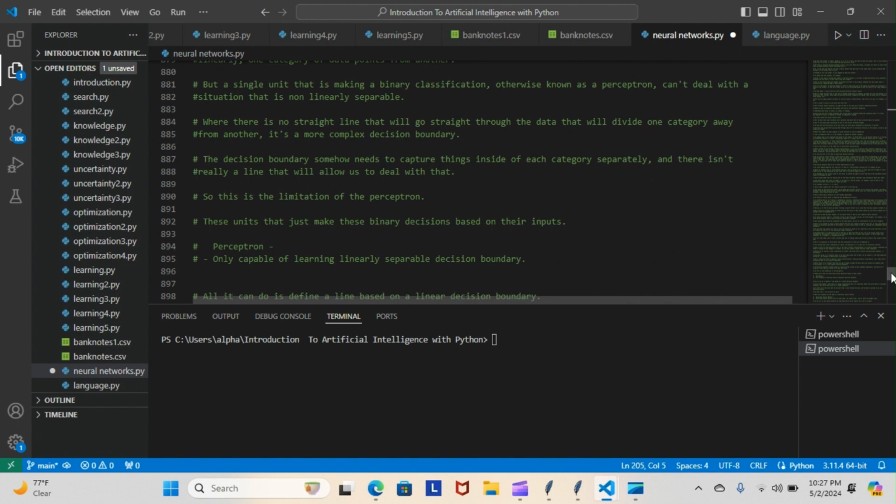But a single unit that is making a binary classification, otherwise known as a perceptron, can't deal with a situation that is non-linearly separable, where there is no straight line that will go straight through the data that will divide one category away from another. It's a more complex decision boundary. The decision boundary somehow needs to capture things inside of each category separately, and there isn't really a line that will allow us to deal with that. So this is the limitation of the perceptron. These units that just make these binary decisions based on their inputs. And this is the perceptron here, only capable of learning linearly separable decision boundaries.